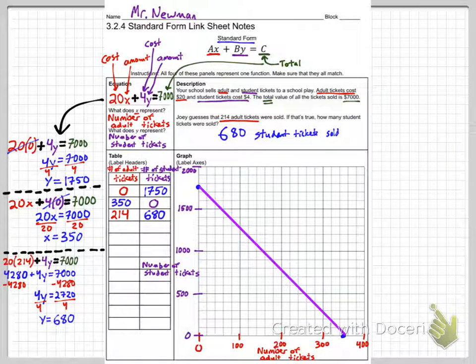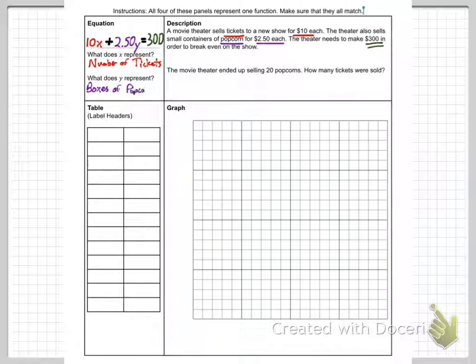All right, let's move on to the next situation on the back. A movie theater sells tickets to a new show for $10 each. The theater also sells boxes of popcorn for $2.50 each. The theater needs to make $300 in order to break even on the show. Well, that must be the total, the 300. And we have 10 and 250, so 10x plus 250y equals 300. X must be the number of tickets, because $10 is how much each ticket costs. And y must be the number of boxes of popcorn, or small containers of popcorn, because they're $2.50 each.